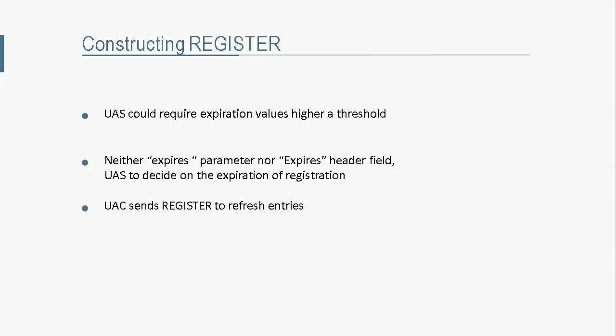It is also worth noting that the user agent server might be configured to accept only expiration values higher than a certain number. If neither an expires parameter nor an expires header field exists in a register request, the user agent client is simply asking the user agent server to decide on the expiration value. The user agent client sends register requests periodically before the expiration of the entries to refresh the entries if it chooses to do so. The procedure is the same as the procedure we have just described in the expression of entries section.